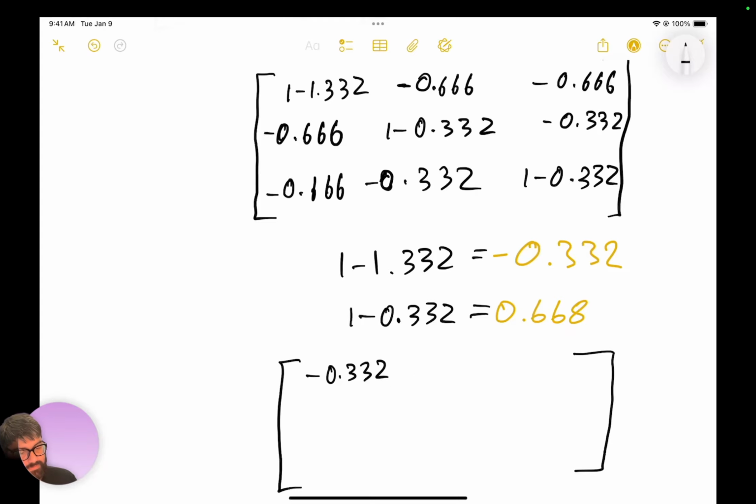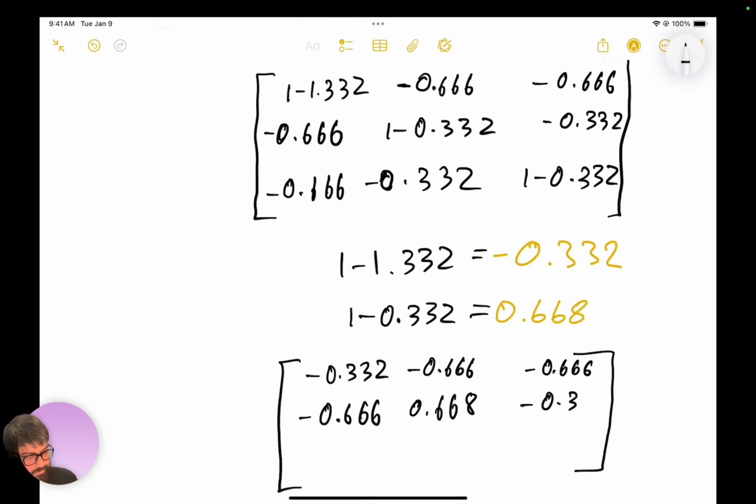Negative 0.332, negative 0.666, negative 0.666, negative 0.666. Oof, this is irritating. 0.668, negative 0.332, negative 0.666, negative 0.332, and 0.668. Yep.